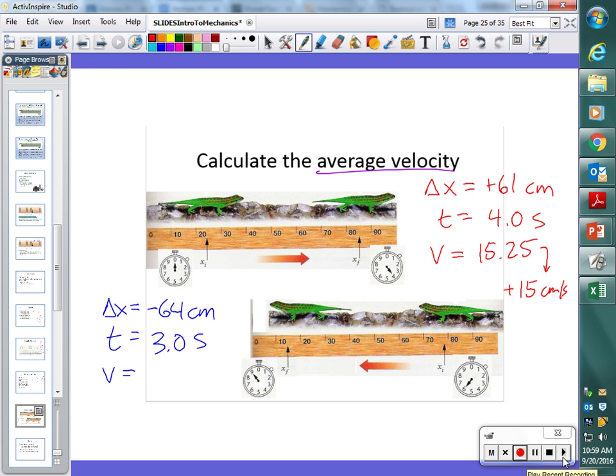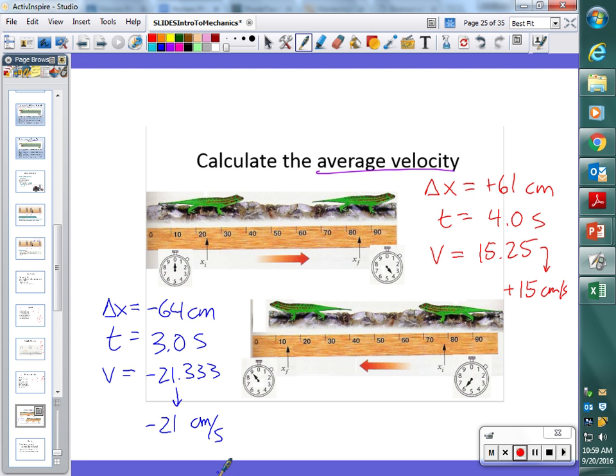Did you do the second one yet? Mm-hmm. All right, what'd you get? Negative 41.3333. Okay. Which we'll round to, looks like 21. Not 21, negative 21 centimeters per second. Good with those two? Okay. Question. Which trip is faster, red or blue?